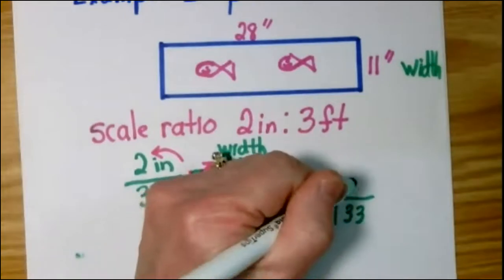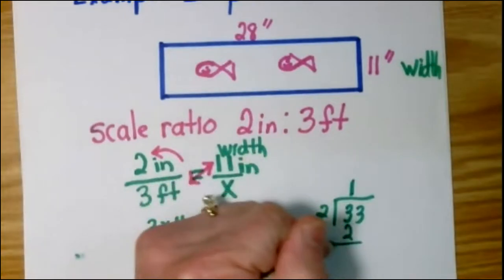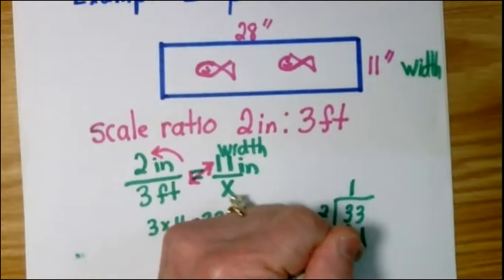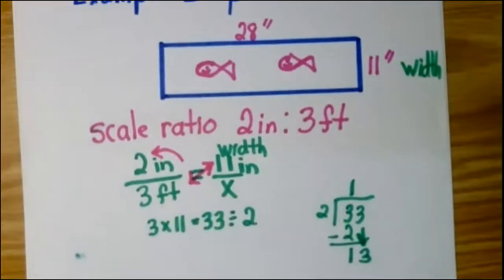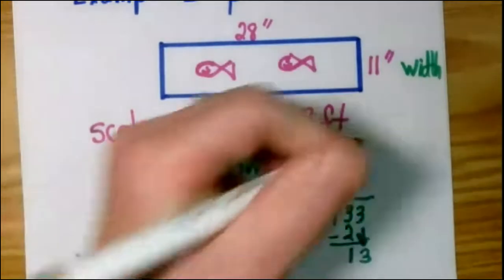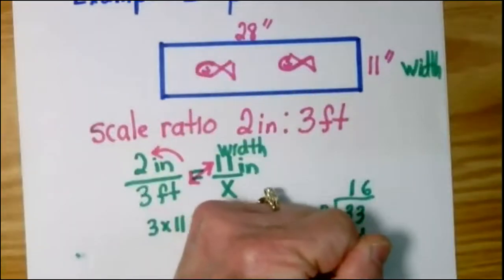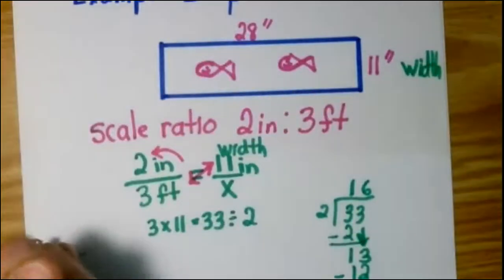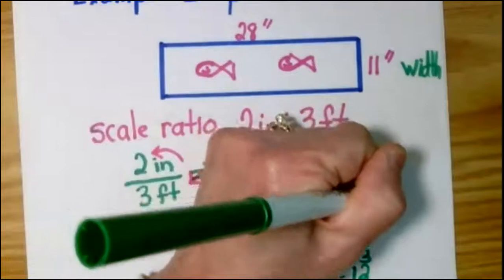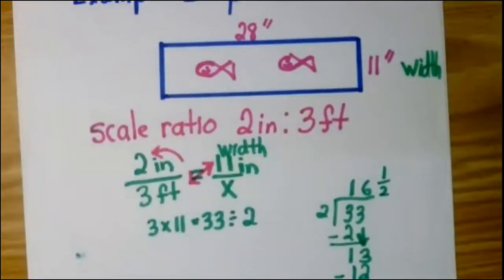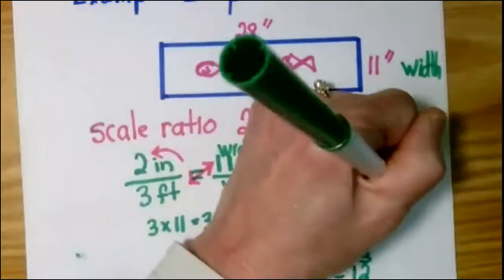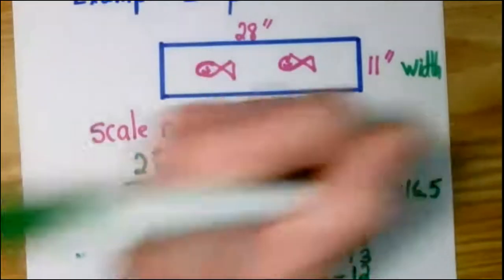2 goes into 3 one time. 2 times 1 is 2. 3 minus 2 is 1. Bring down the 3. 2 goes into 13, 2 times 6 is 12. Subtract, you get 1. You can make that a half, or you can change it to 16.5. I'm going to use decimals, so I'm going to say 16.5.